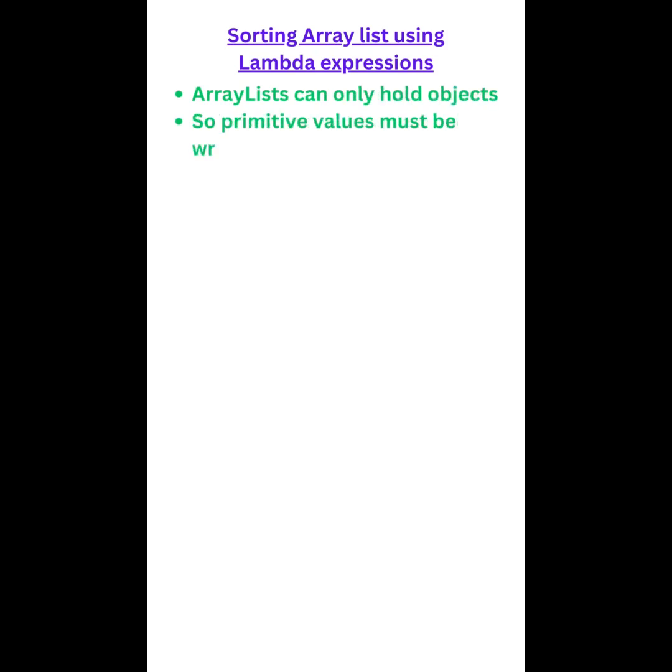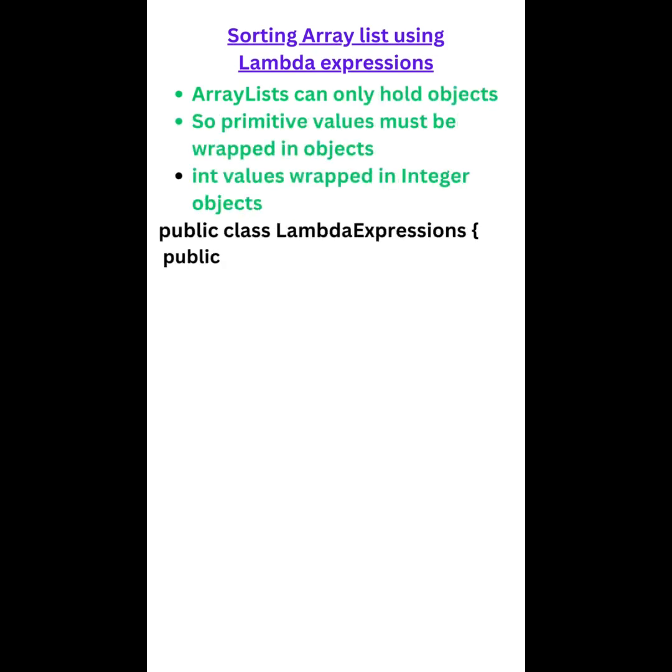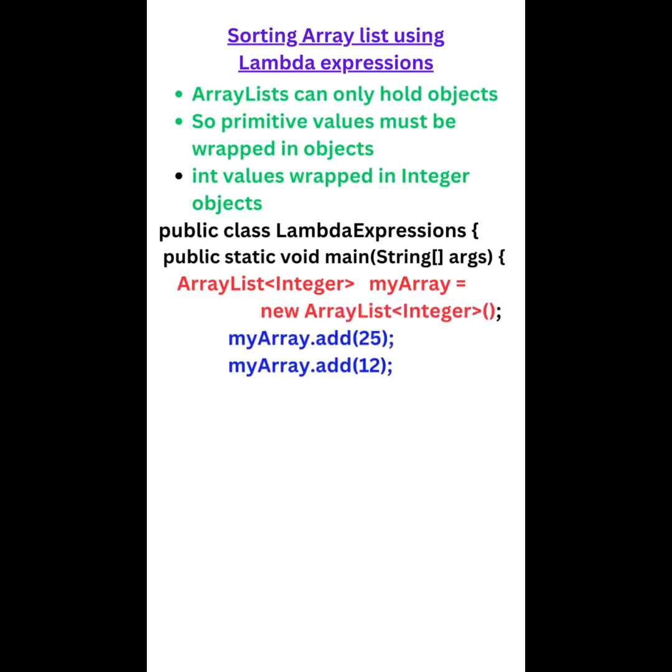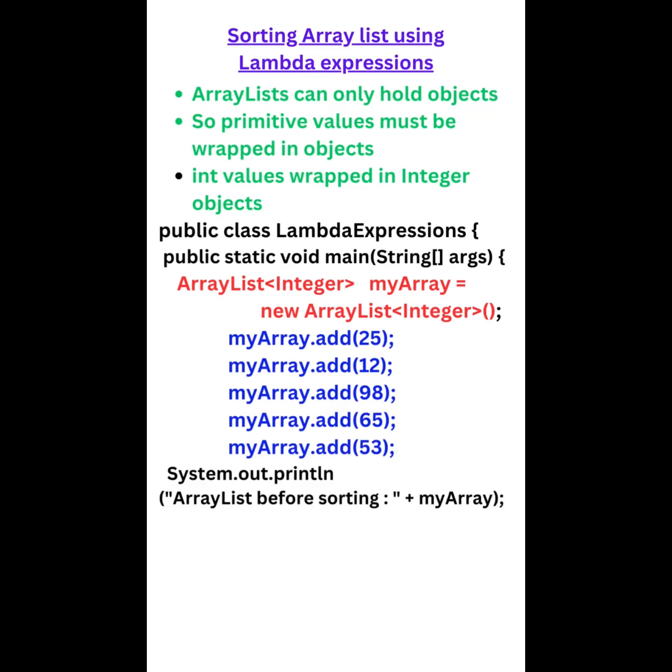Let us see an example for sorting an array list in descending order. Array lists can only hold objects, so primitive values must be wrapped in objects. For example, int values wrapped in Integer objects. This is an integer array list.